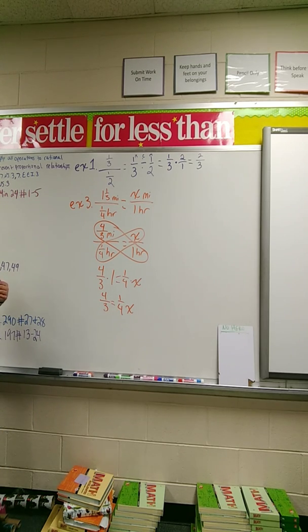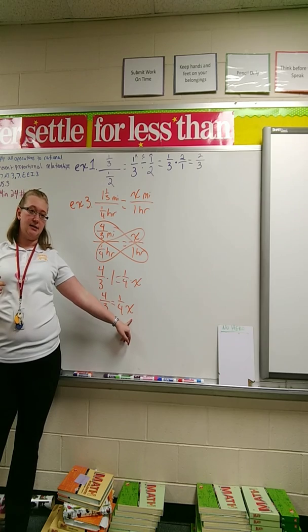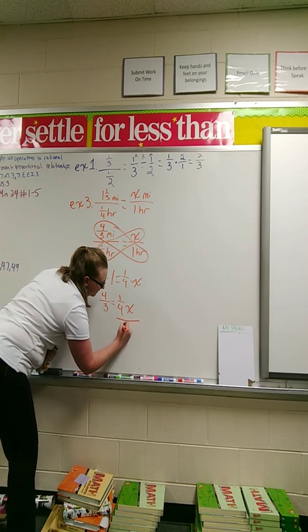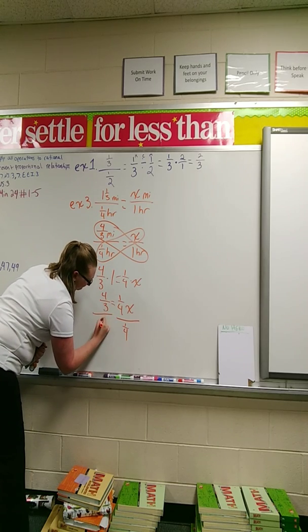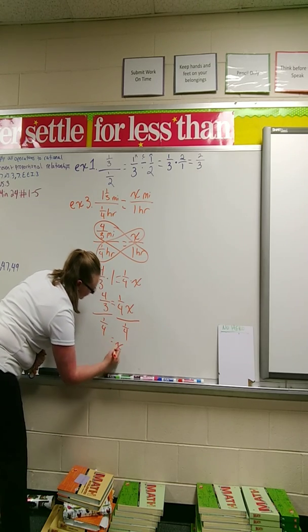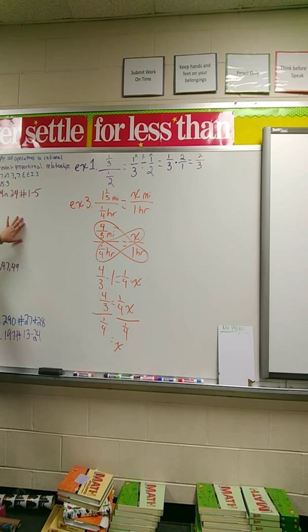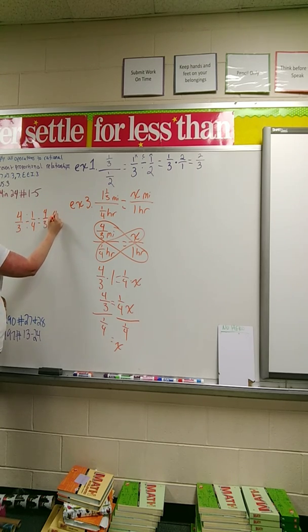Then we need to get our variable x by itself. So we're going to divide both sides by 1/4. And here we have a complex fraction that we need to simplify. For the sake of space, I'm going to move it over here. 4/3 divided by 1/4 is equal to 4/3 times 4 over 1, because I KCM'd it.